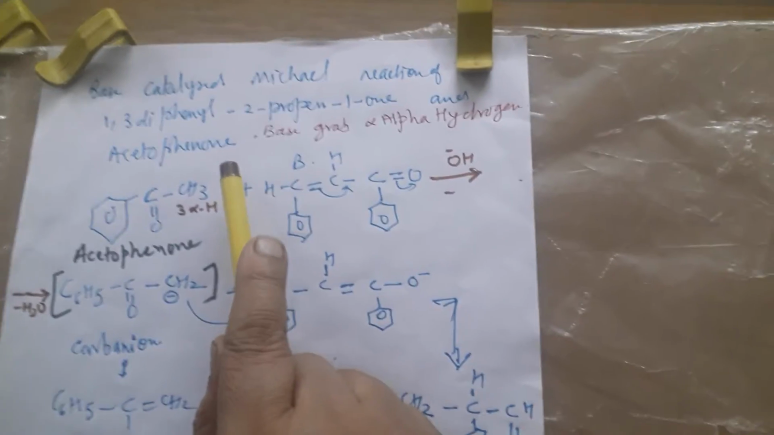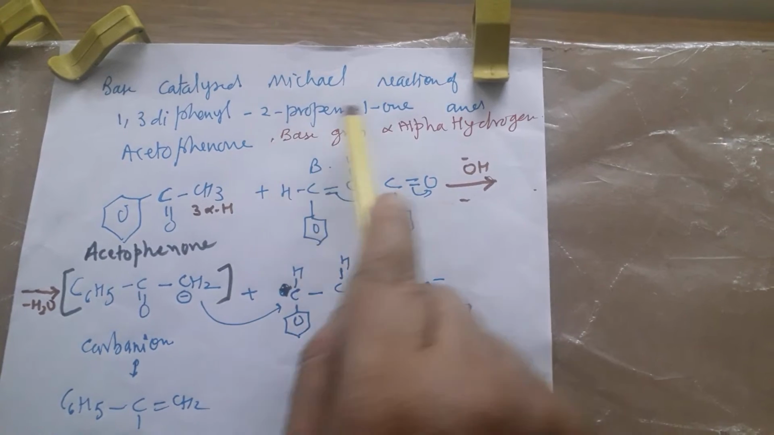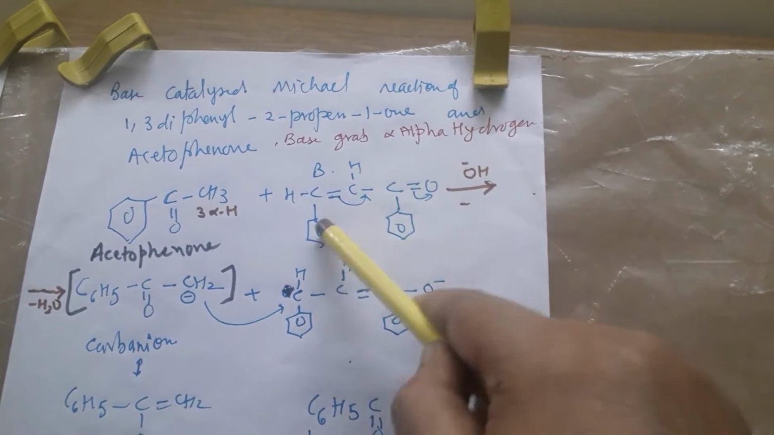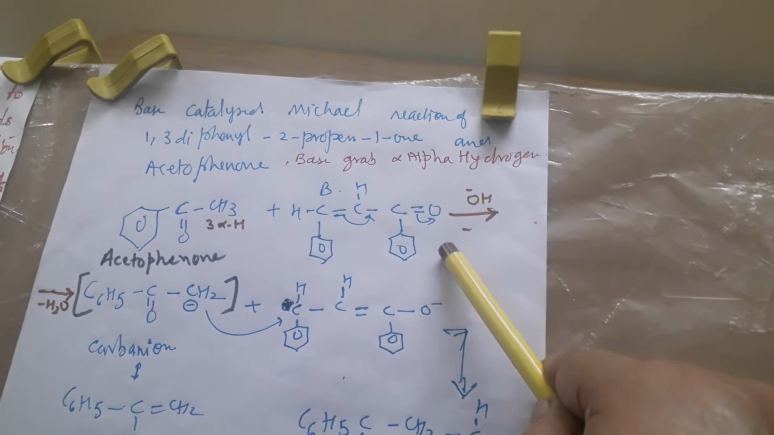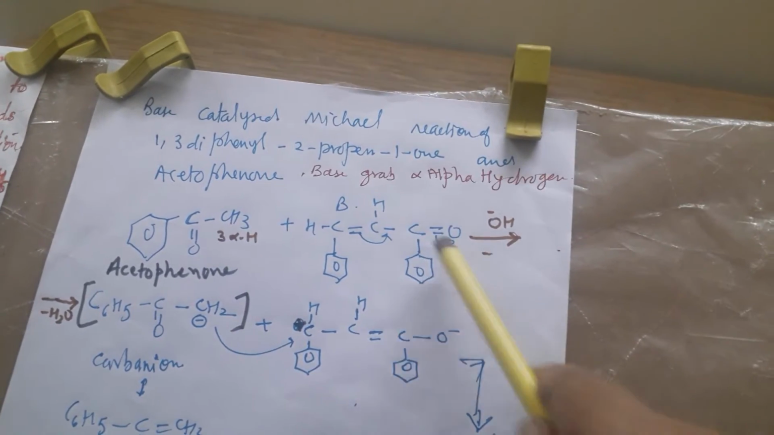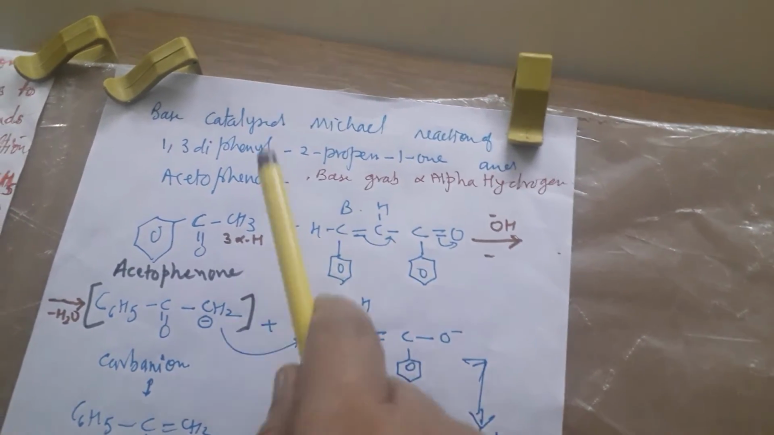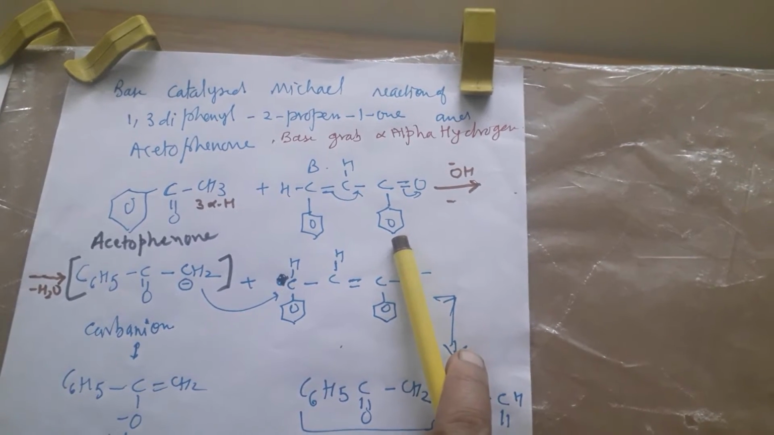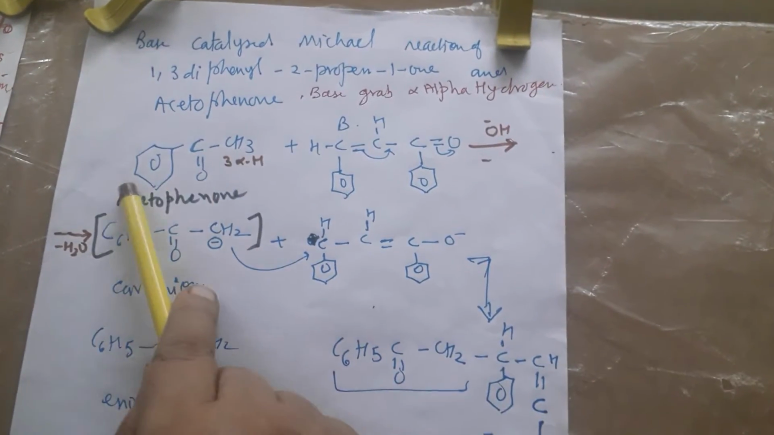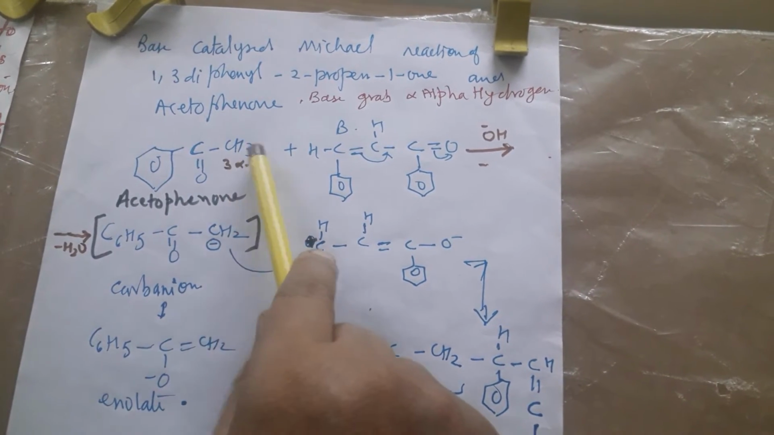This is called the base catalyzed Michael reaction of 1,3-diphenyl-2-propen-1-one. Okay, so I have written the name of the compound. I think both of them are the same. Yes, 1, 2, 3, 1, 3. Here I selected the same alpha beta unsaturated carbonyl compound. I change only the keto group. Here I have taken acetophenone. It is having 3 alpha H.